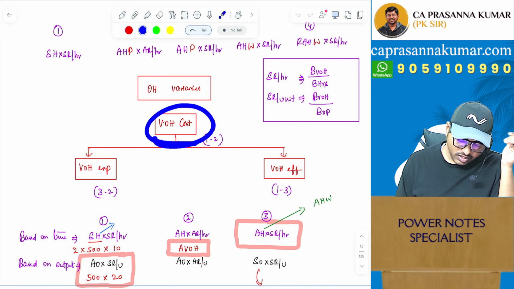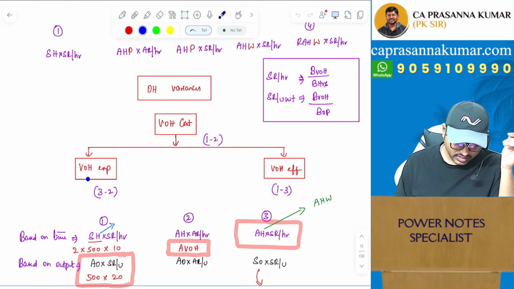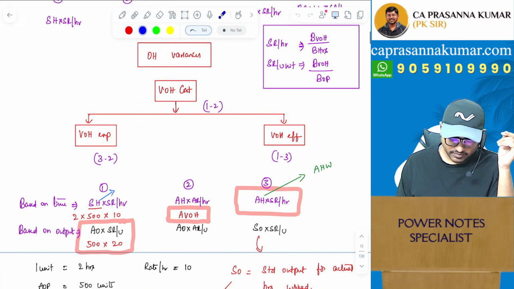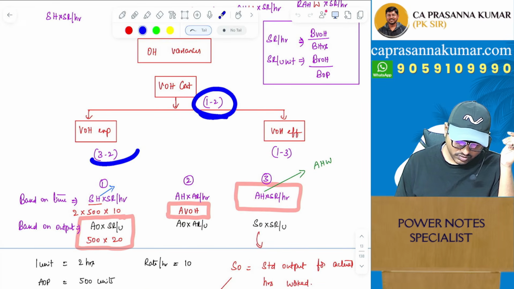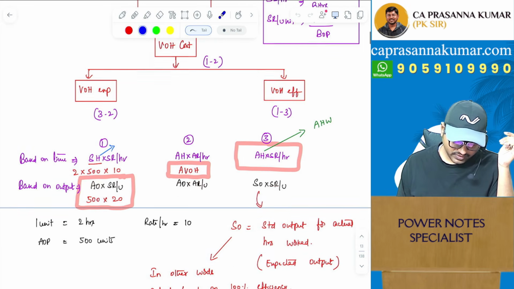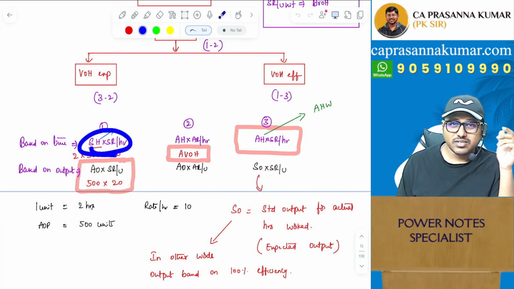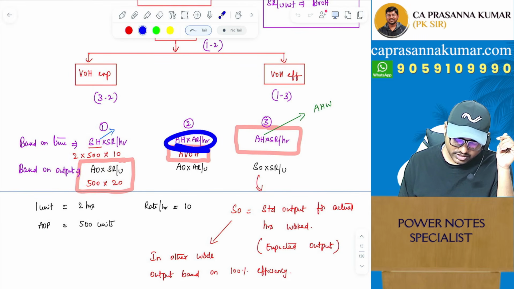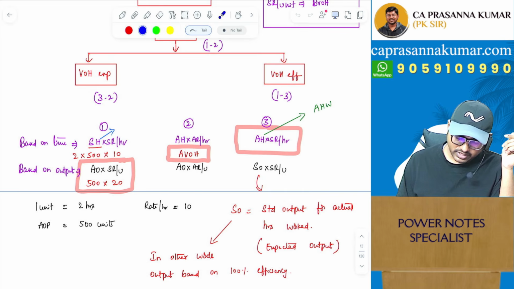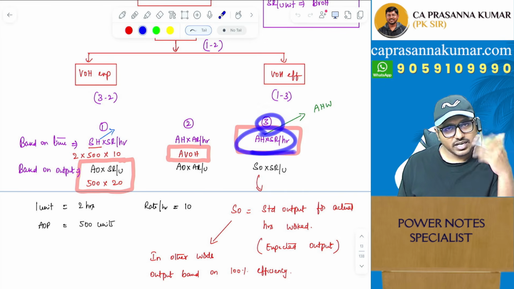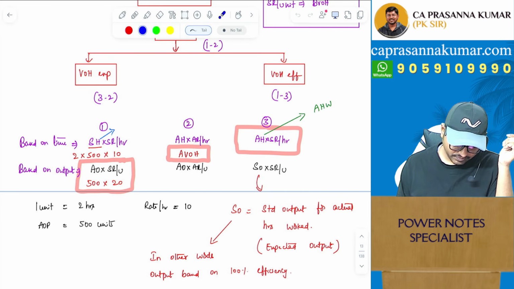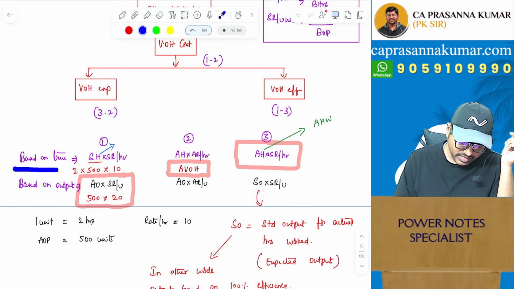Variable overhead cost variance will be divided into two: expenditure and efficiency. The formula is the same: 1 minus 2, 3 minus 2 and 1 minus 3. What is 1? SH into SR per hour, similar to labor variance. What is 2? AH into AR per hour, similar to labor variance. 3 is AH into SR per hour, again similar to labor variance. But this is based on time.